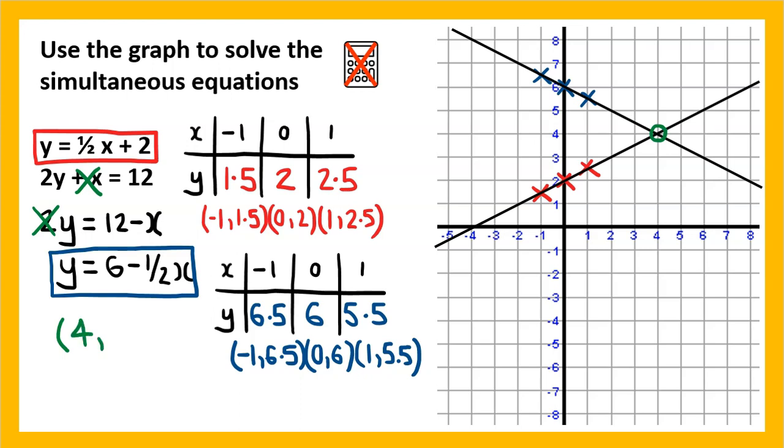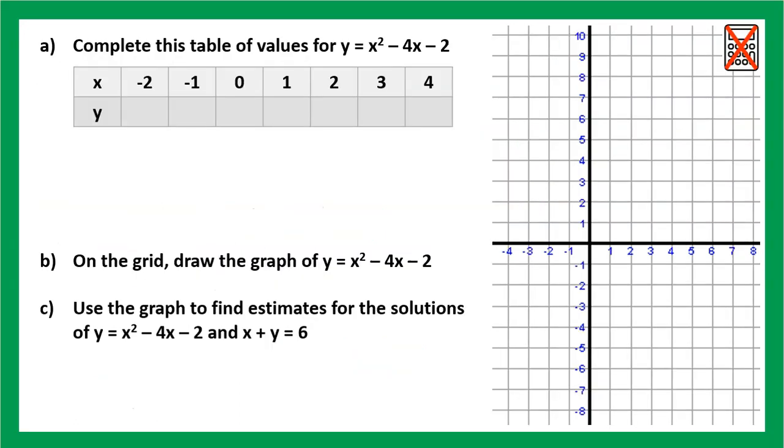That's the coordinate 4, 4, meaning your x value is 4 and your y value is 4 for these simultaneous equations. Lastly, we have the advanced question, which is one of the trickiest types of questions that you can find on this topic. Notice how the equation they've given us is not a linear, it's a quadratic as it has an x squared term.